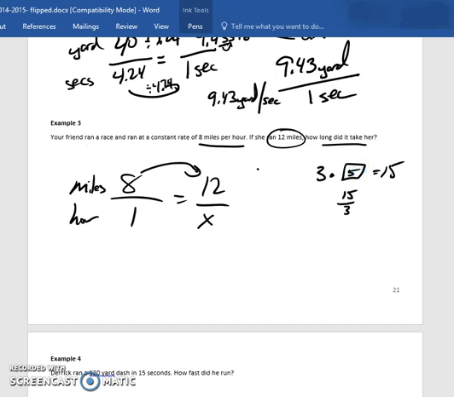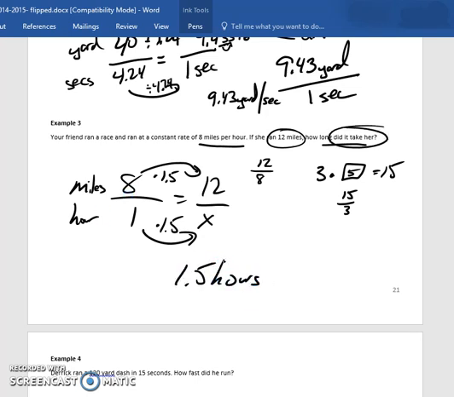So here we're going to type in 12, and we're going to divide it by 8. When you take 12 and divide it by 8, you get 1.5. So that's what we are multiplying by. So if we multiply 1 times 1.5, we get 1.5. So how long did it take her? It took her 1.5 hours.